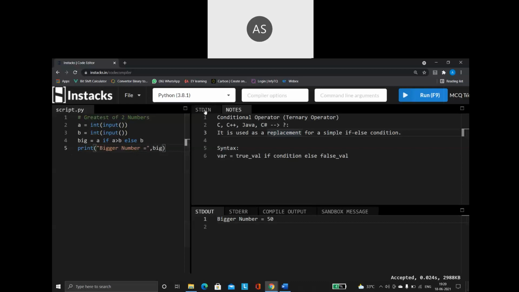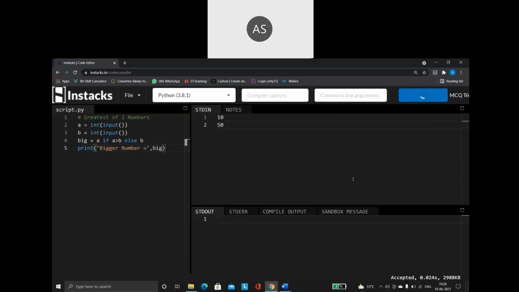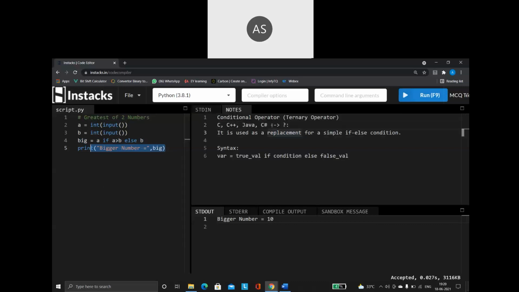That's it. Let us run this. Already the values are there, so I can just run this. See, the program still works the same. So instead of those 4 lines of code, I am replacing it with one single line of code. So that is the advantage of your conditional operators. So please understand what the conditional operator is going to do. It is going to act as a replacement for a simple if else condition. Okay, let us try one more.